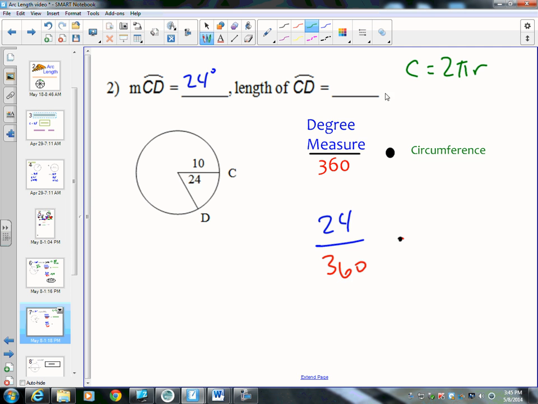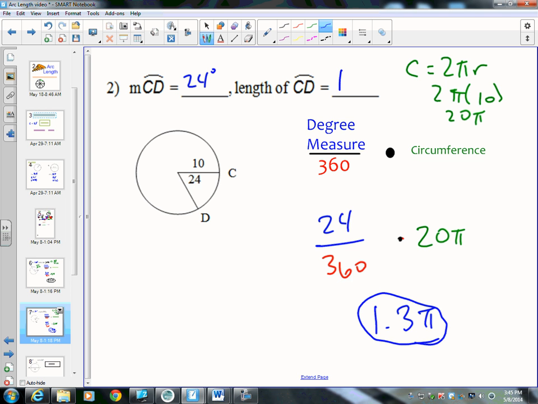And remember, circumference is, I'm actually going to use the other one, 2 pi r this time. Why not? The radius in this case is 10. So 2 times pi times 10. 2 times 10 is 20. We'll leave it in terms of pi, so we get 20 pi. 24 divided by 360 multiplied by just 20. We'll leave it in terms of pi again. We end up with 1.3 pi. And again, this is our arc length.